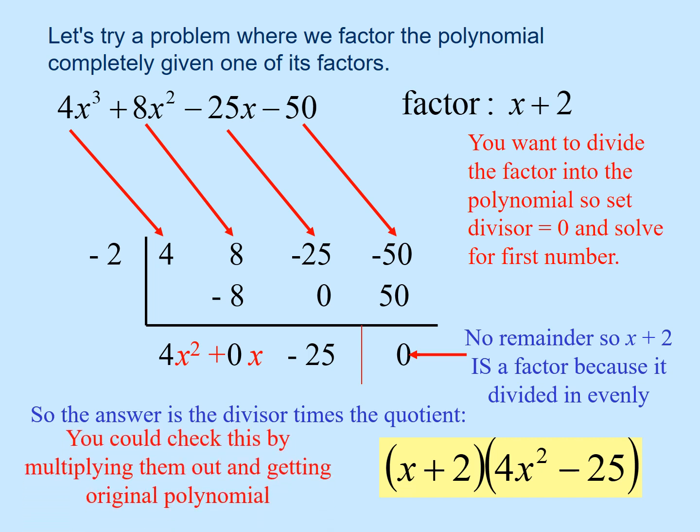Go back to the problem. It says, let's try a problem where we factor the polynomial completely given one of its factors. So basically, class, if you multiply the x plus 2 with 4x squared minus 25, you will get 4x cubed plus 8x squared minus 25x minus 50. Okay, so as easy as that.